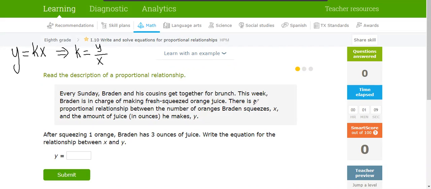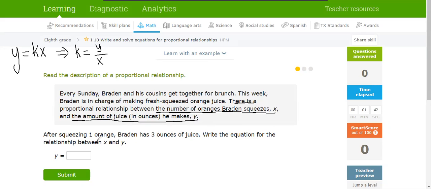Okay. So I'm not going to read the entire question, but I'll just look at the important part of the question. So for example, it says there is a proportional relationship between the number of oranges Braden squeezes. So x is the number of oranges, right? Let me underline that. X is the number of oranges. And y is the amount of juice.